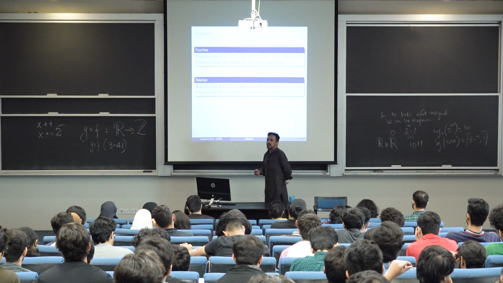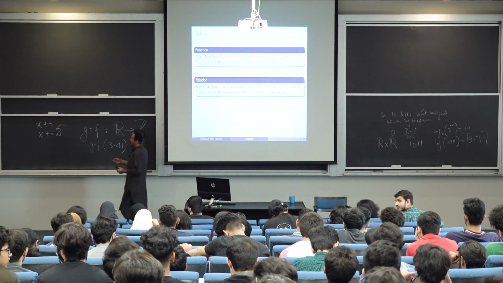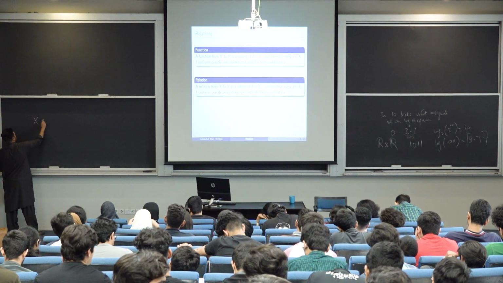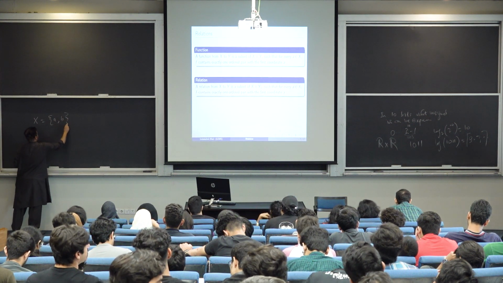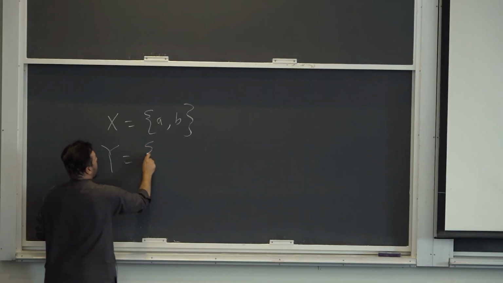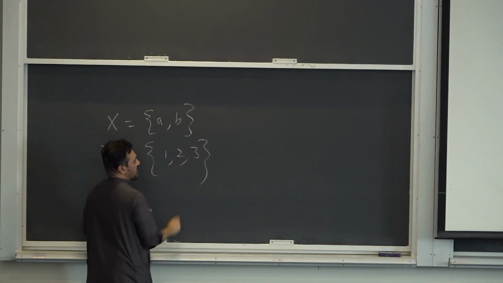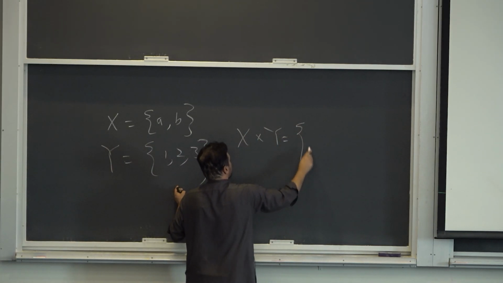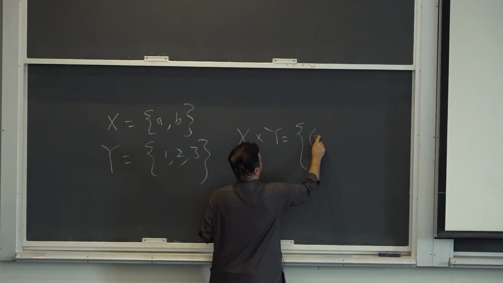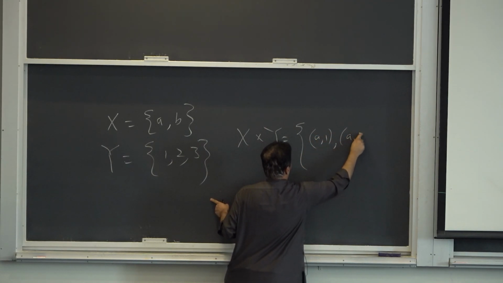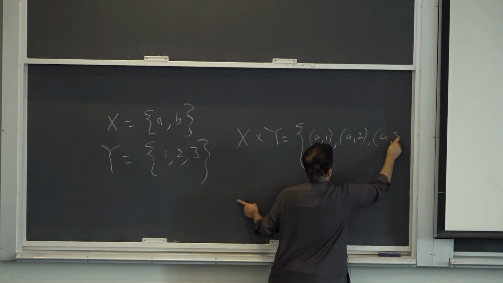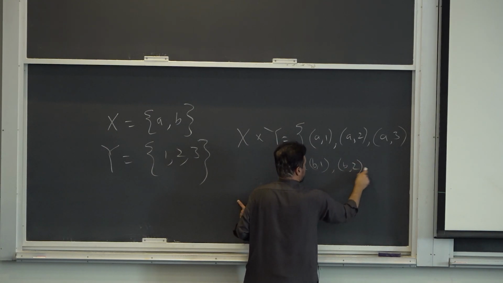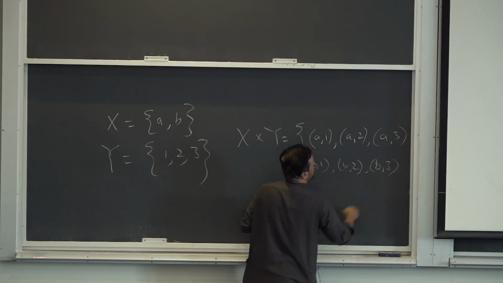X cross Y, we talked about it last time. So if you have a set X, it has elements A, B, and set Y, which has elements 1, 2, 3. I think this is exactly the example there. The set X cross Y is a set of ordered pairs: A1, A2, A3, and what else? B1. This is the cross product.